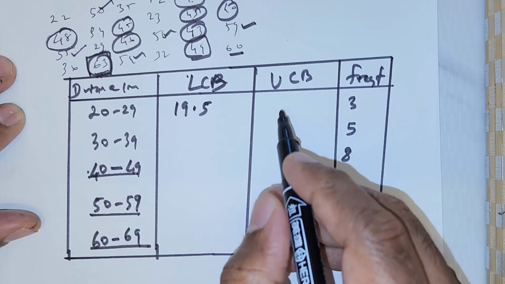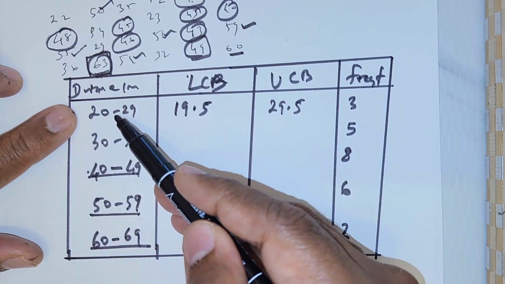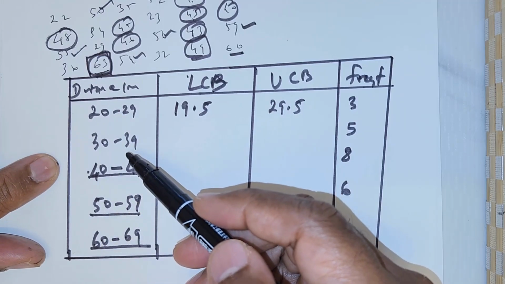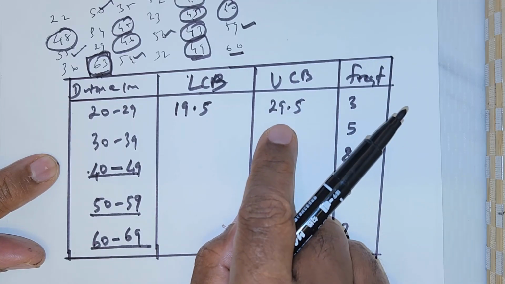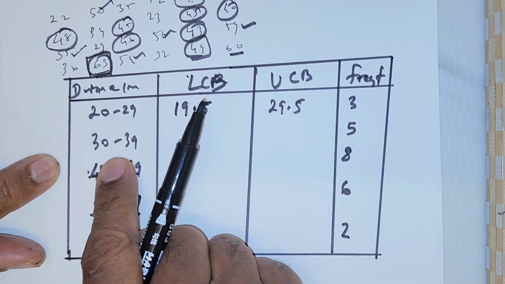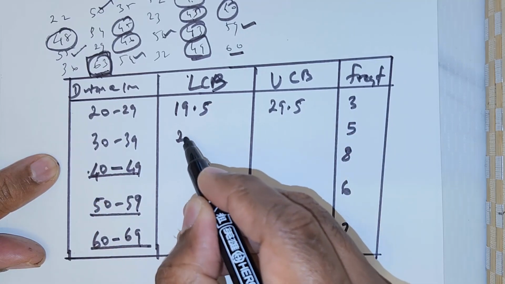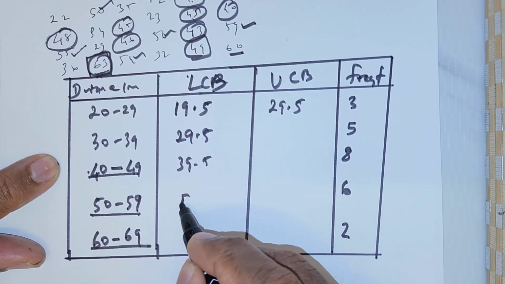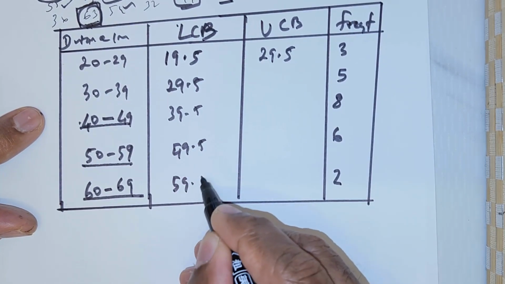So what I am trying to show here is I am approximating the entries, but there will be a situation where something like this turns up. So where will I include it? Should I include it in this interval or in this interval? So I will have to include it in this interval. So that is the understanding. So this is going to be 29.5, this is going to be 39.5, this is going to be 49.5, and this is going to be 59.5.